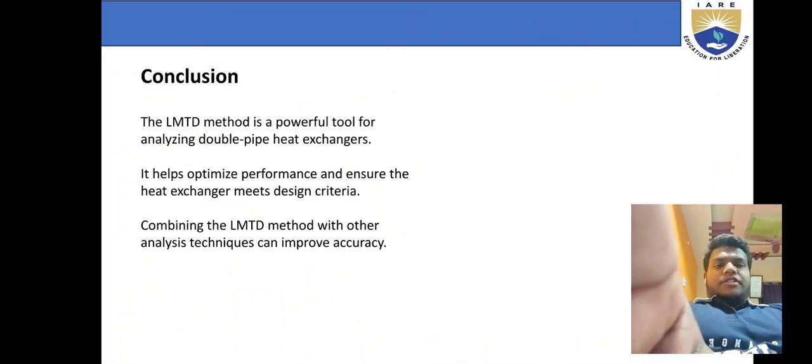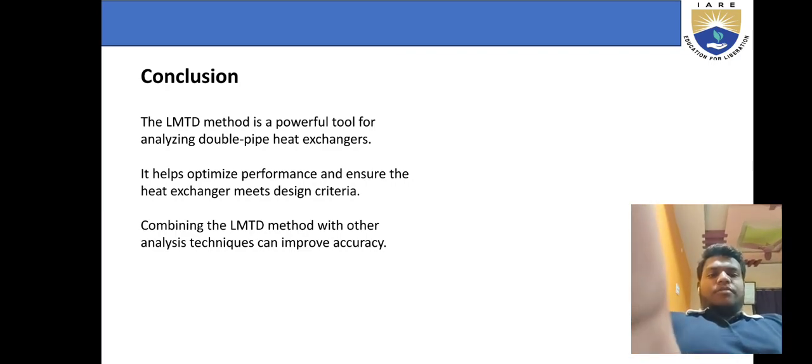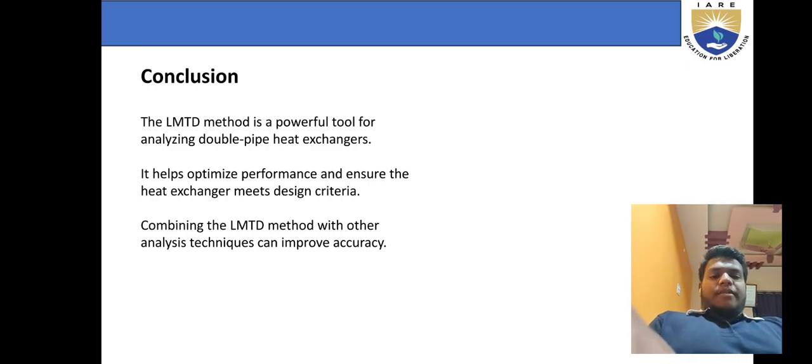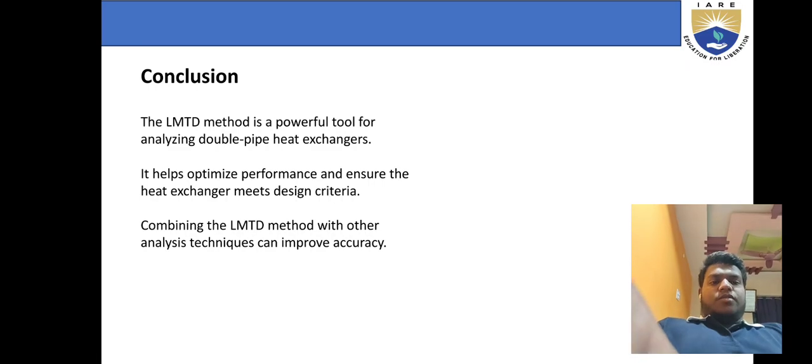The LMTD method is a powerful tool for analyzing double pipe heat exchangers. It helps in optimizing performance and ensuring the heat exchanger meets the design criteria. Combining the LMTD method with other analysis techniques can improve accuracy.